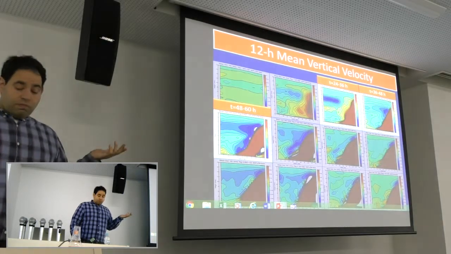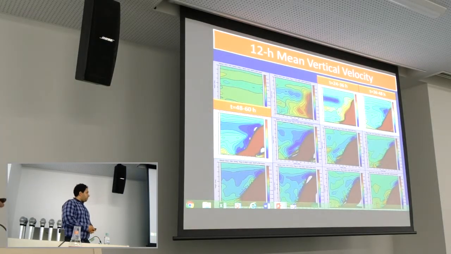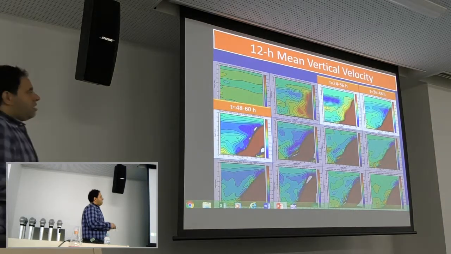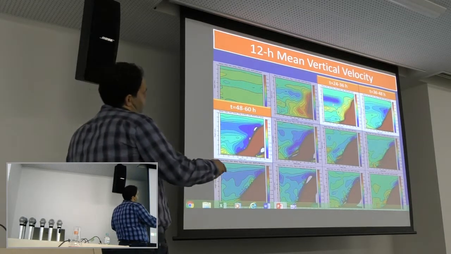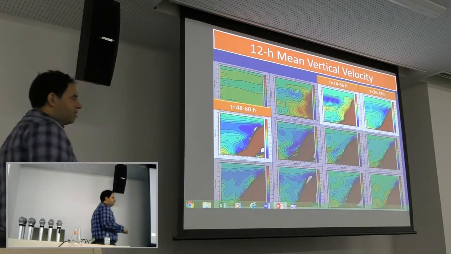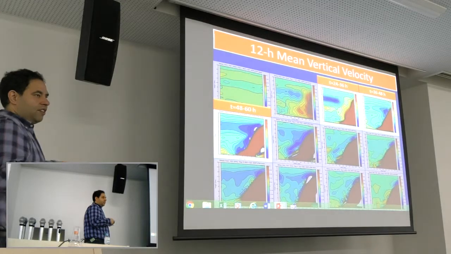I should say this is one simulation, and I'm not sure how general this is. Maybe this is a common characteristic, maybe it just happens occasionally.